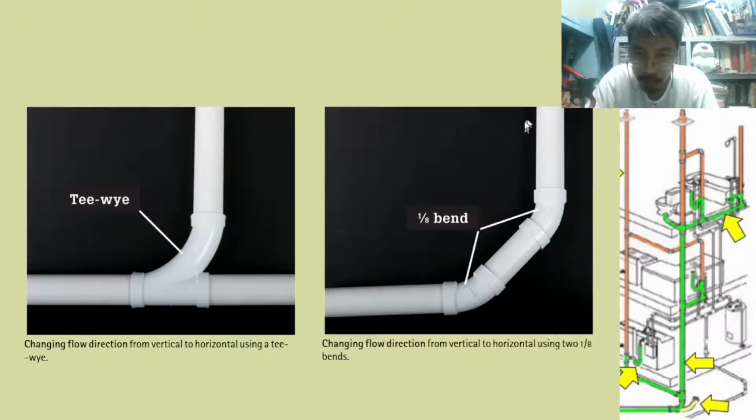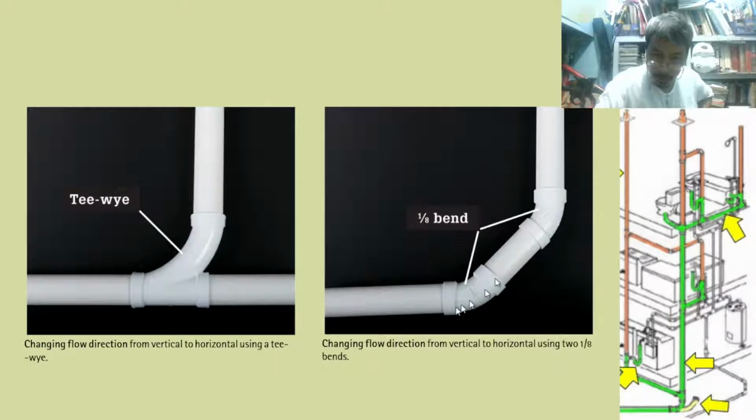So we have two 1/8 bends. Two 1/8 bends are equal to 1/4. So you can use a single 1/4 bend here, but using a single 1/4 bend would involve additional risk of clogging. That's why we use 1/8 bends here.